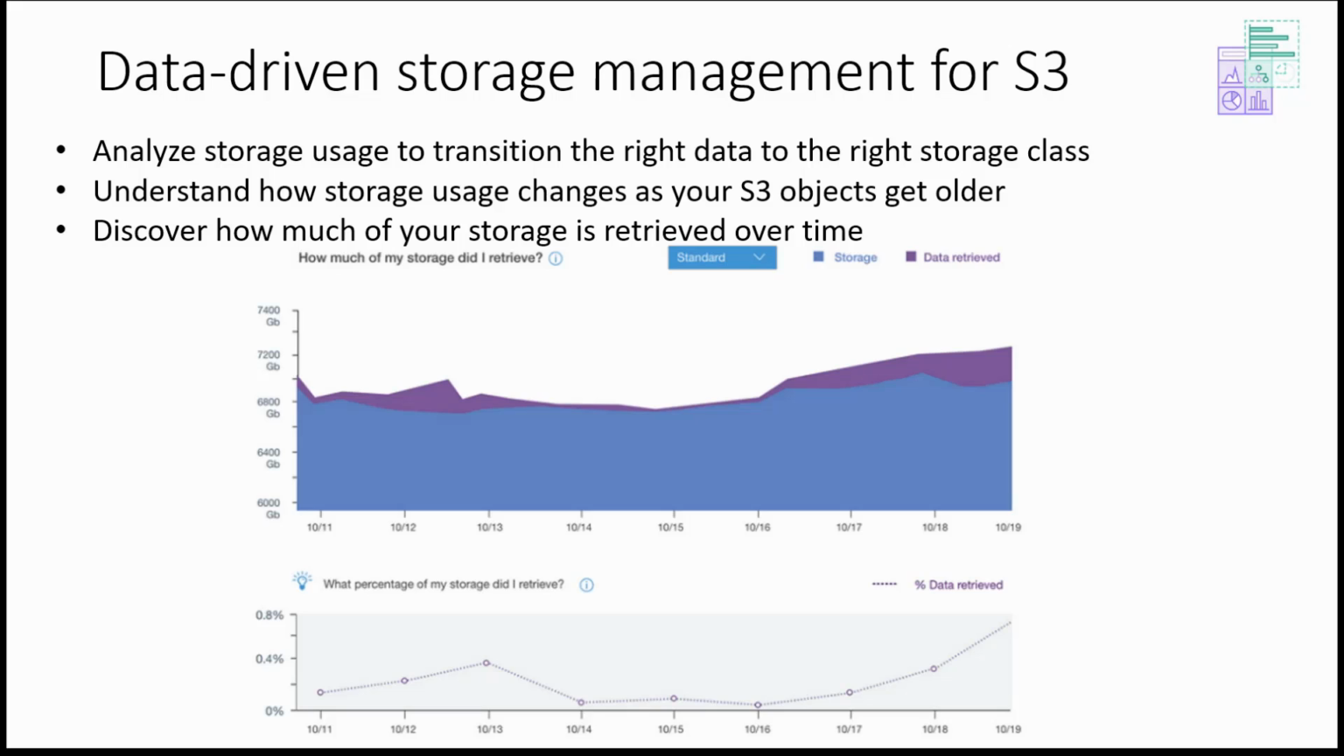On the bottom, you can see what that translates into in terms of percentage retrieval. So even though it looks like a lot, you can see that it's anywhere from 0 to peaking out maybe at a little bit under 1% at the end of the month at its most hot.